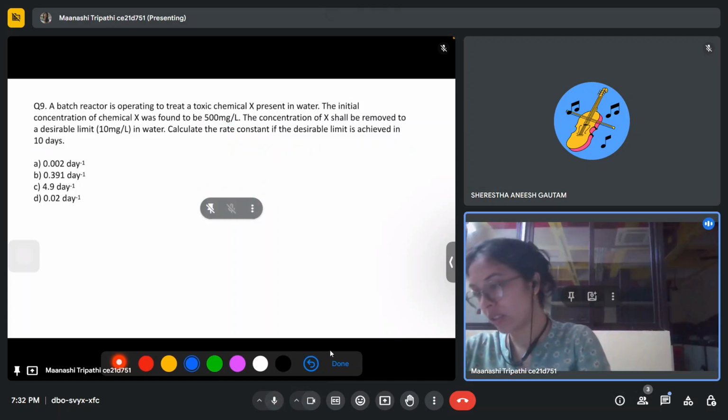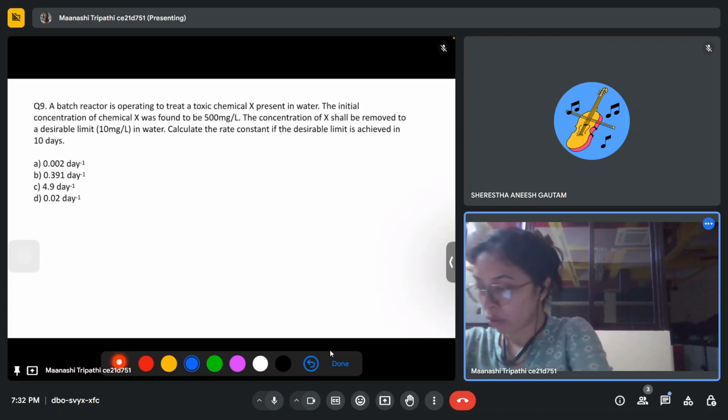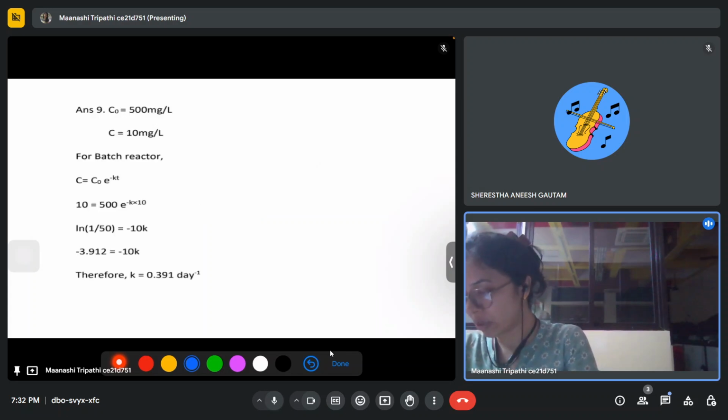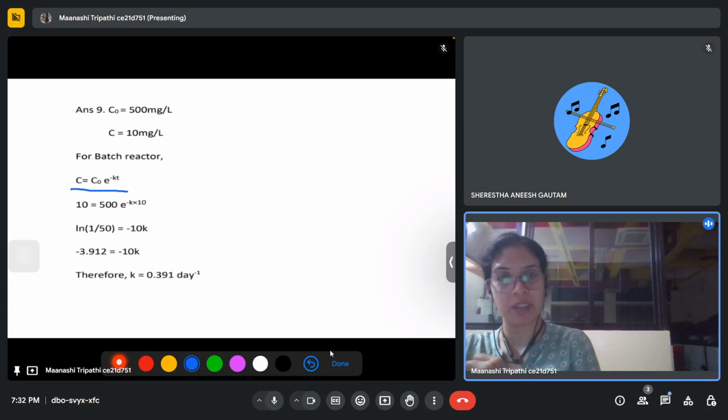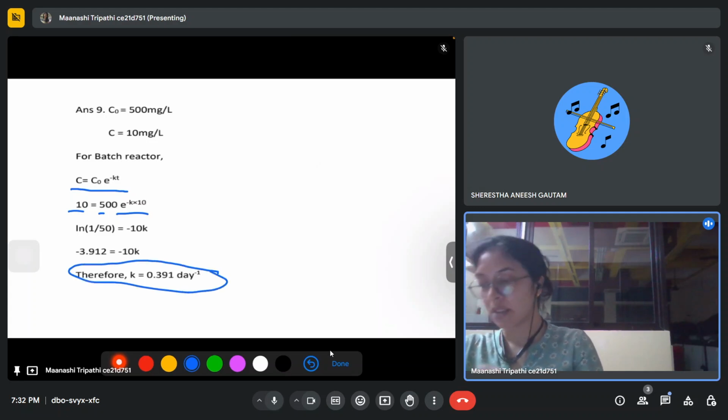Okay, we'll see the solution. For a batch reactor, C is equal to C naught e raised to the power minus kT. That has been explained earlier. Our target is 10, initial is 500. We need to find the K. By solving all these things, we will get K as 0.391.